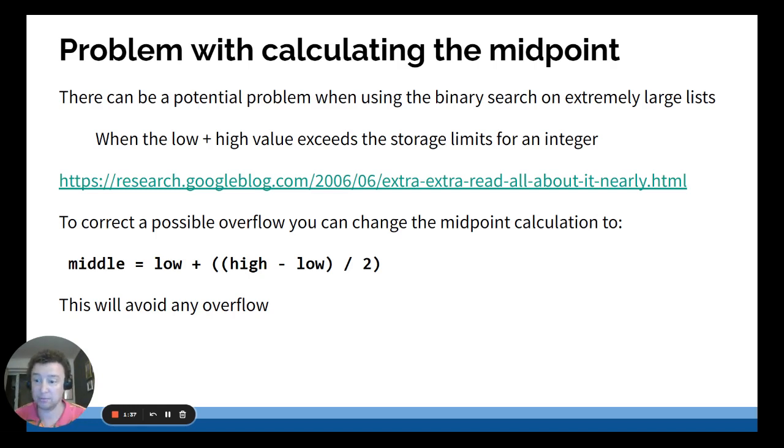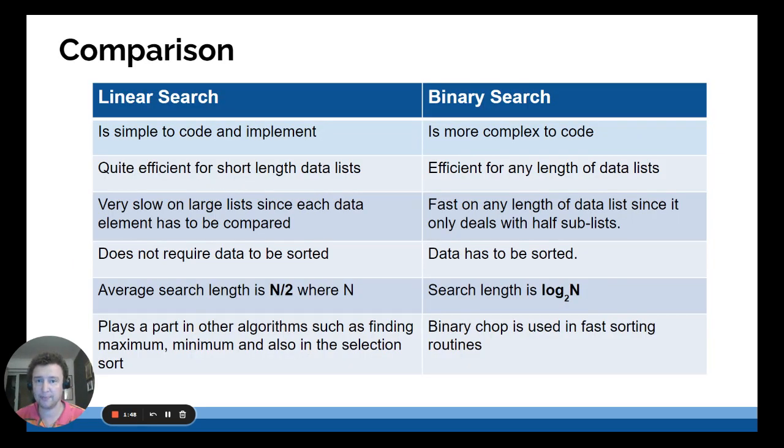Okay, but either of these methods will be fine for the stuff that you do for your projects and the stuff that you write about for your SQA exams. Okay, and to finish, here is a comparison of linear search from higher and binary search. So linear search, very simple to code and implement. Okay, binary search, a little bit more complex. It's got an if statement instead of a conditional loop.